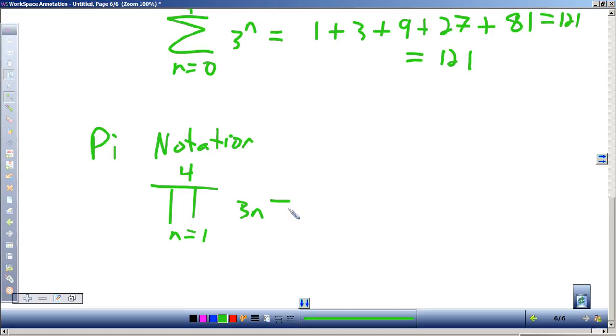Capital pi, we do the same sort of thing. Plug in 1, we get 3. Plug in 2, we're going to get 6. But this time, instead of adding, you are multiplying. So plug in 3, we're going to get 9. Plug in 4, we're going to get 12. I don't believe it's on the homework.